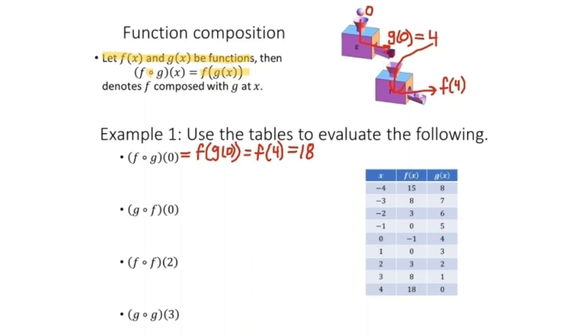Now let's take a look at g composed with f of 0. Notice how we're switching the order of g and f this time. So g composed with f at 0 will equal g of f of 0. First we'll evaluate f of 0. Going to our table, we can see that f of 0 is negative 1. So g of f of 0 is equal to g of negative 1. Now to evaluate g of negative 1, going to our table, we can see that when x equals negative 1, g is 5. So g of negative 1 equals 5. So g composed with f of 0 equals 5.